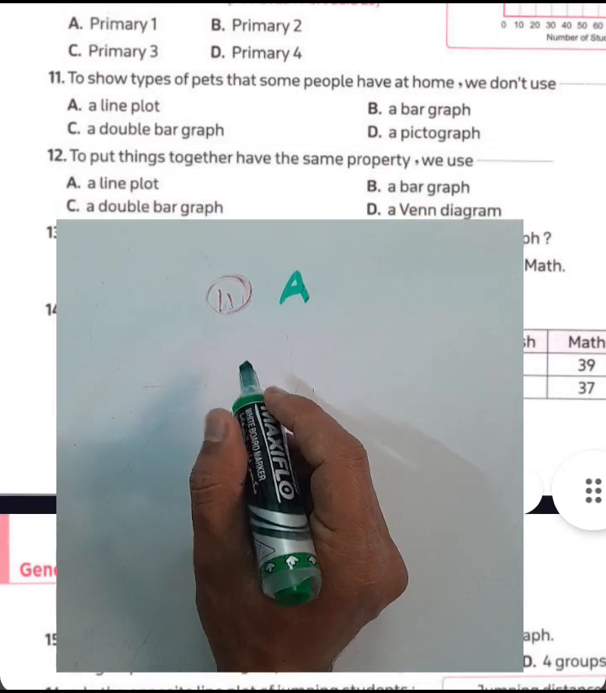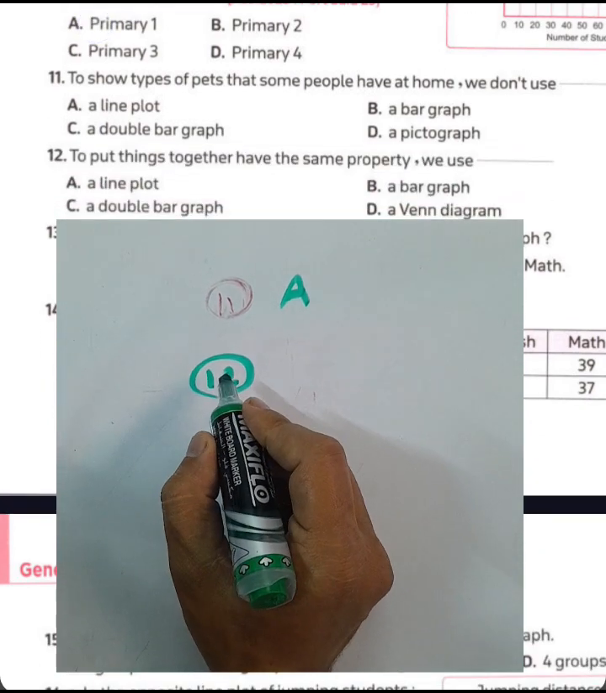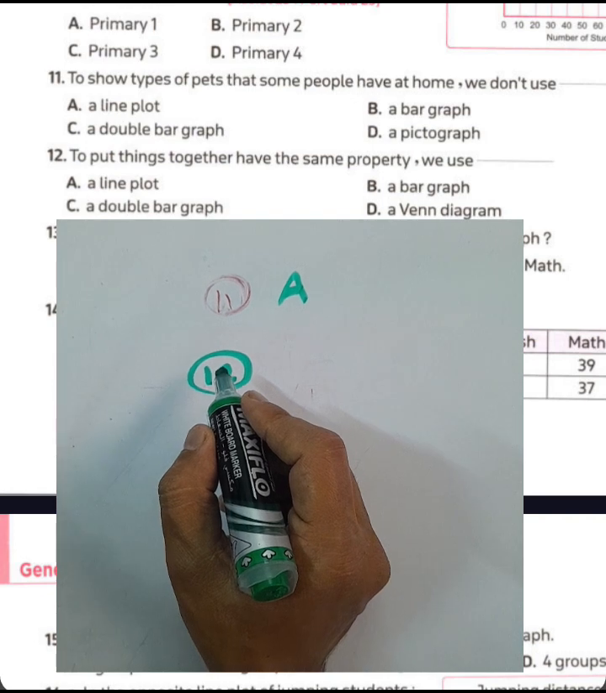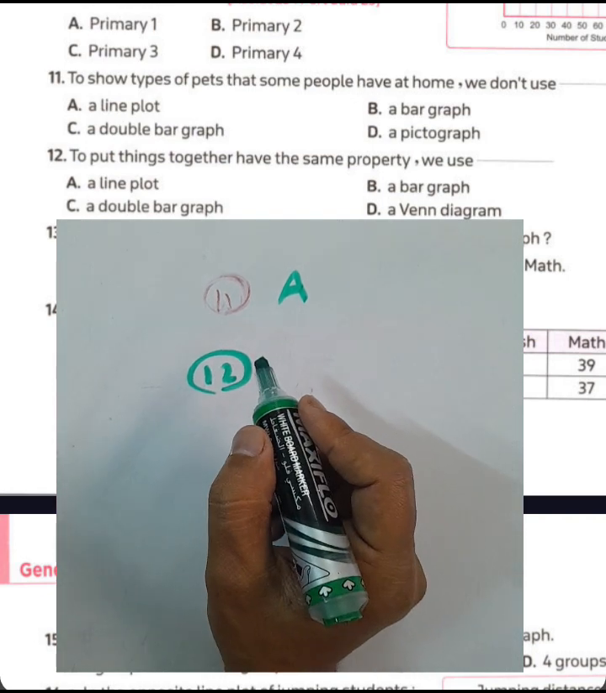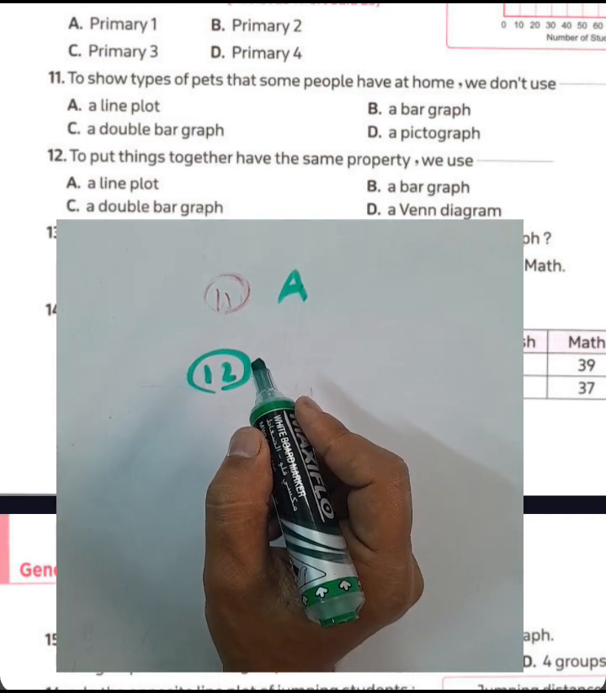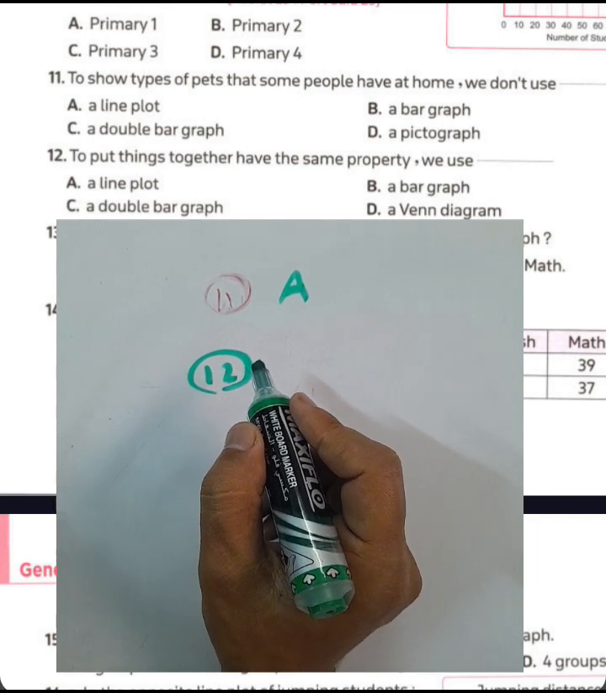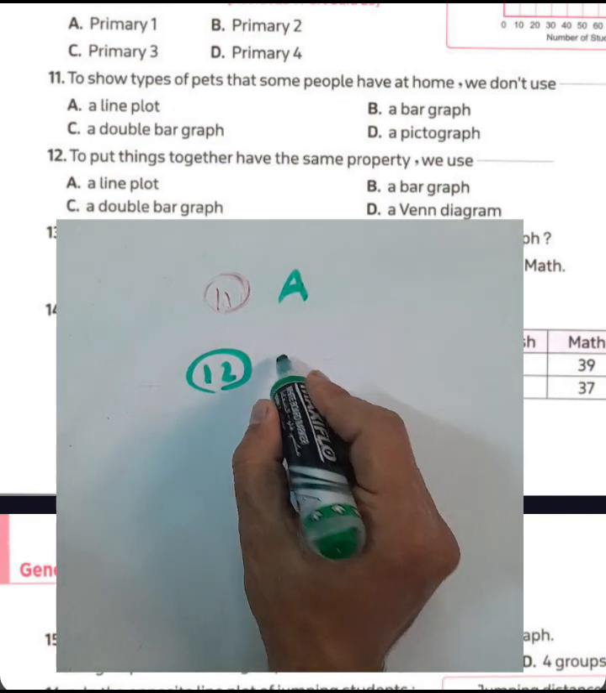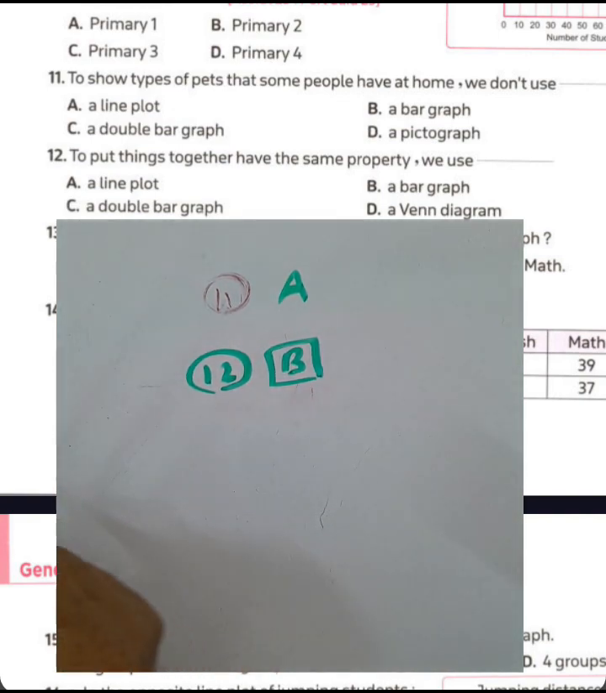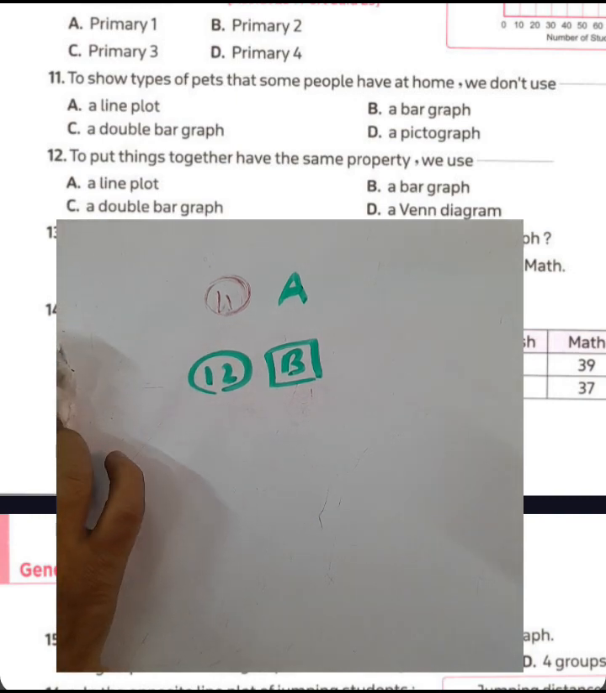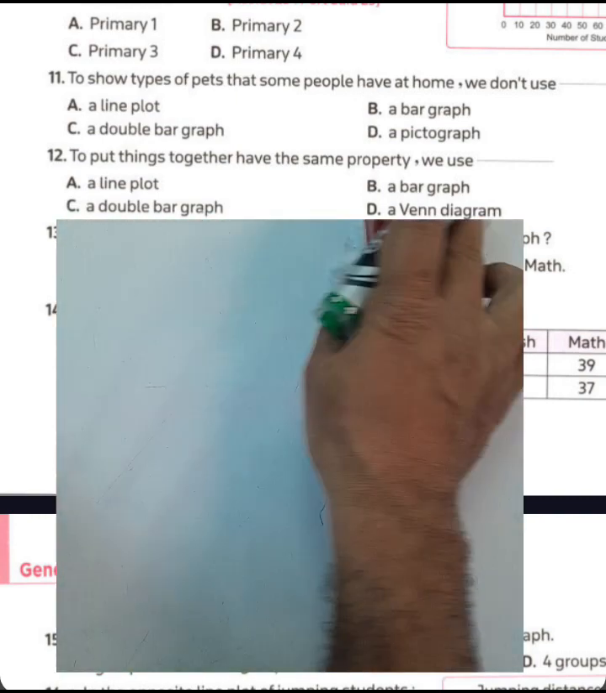Question 12. To put things together that have the same probability, we use what? We use a bar graph. Choose letter B because we have the similar. Again, to put things together with the same probability, we use a bar graph.